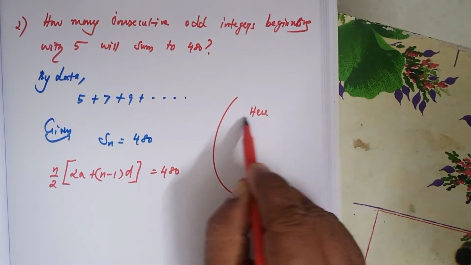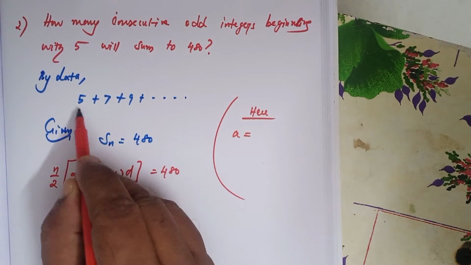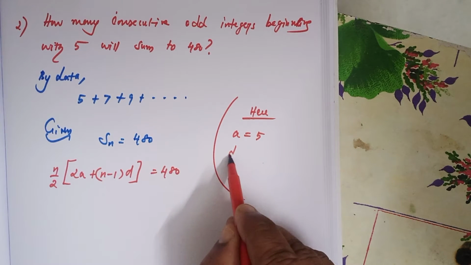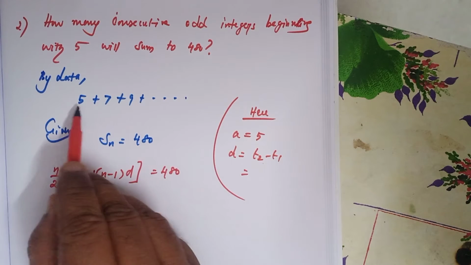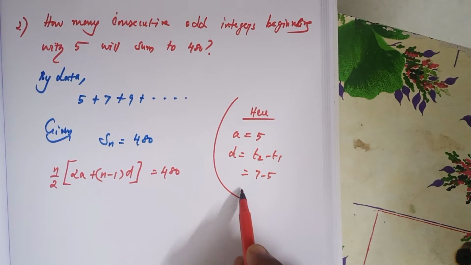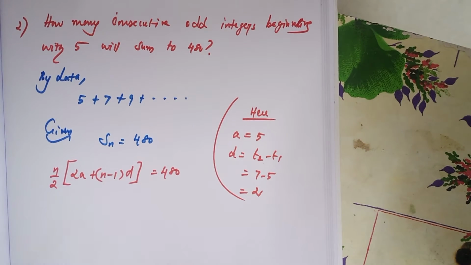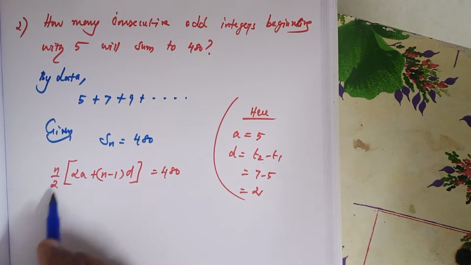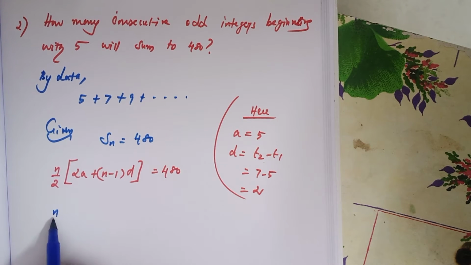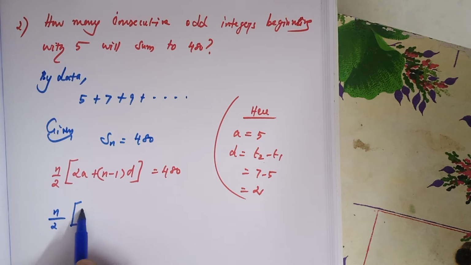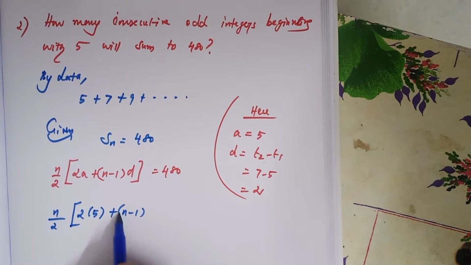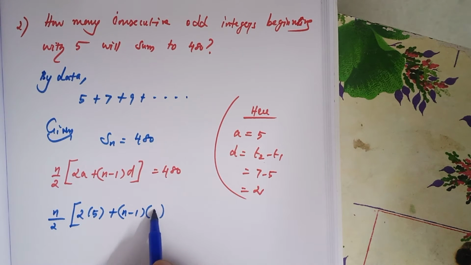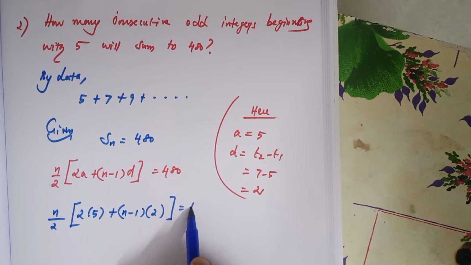Here a is the first term, that is 5. d is the common difference. You know that t2 minus t1 is equal to 7 minus 5, that is equal to 2. Now I am going to substitute. n we don't know, so write it as it is, n by 2 into 2 times 5 plus n minus 1, as it is, because we don't know the value of n, into d, that is 2, close the bracket, that is equal to 480.